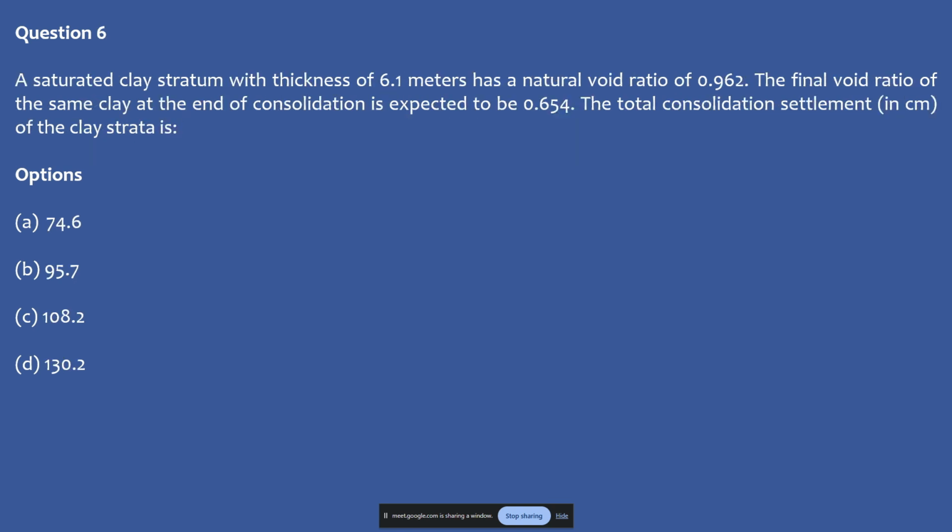Coming to our question number 6. So again you need to calculate the total consolidation settlement in centimeter. So you have been given a saturated clay stratum, the thickness is given to you, the void ratio is given to you, the final void ratio is given to you. So you need to evaluate how much is the total consolidation settlement. There is some relation between the change in the void ratio and initial void ratio, as well as the change in the height of the soil layer. So you need to utilize that particular relation to calculate the total consolidation settlement.